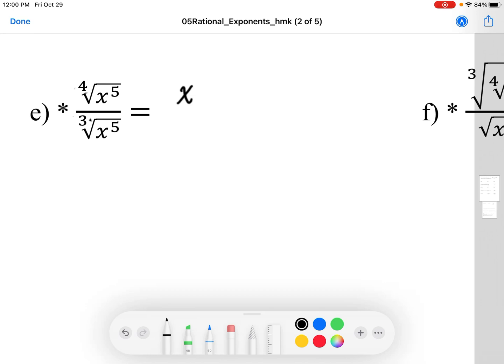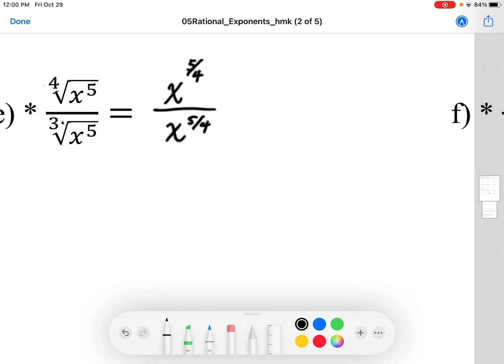And we can convert this into exponents by using power 5 in the numerator, power 4 in the denominator. And in the bottom, we have power 5 in the numerator, power 3 in the denominator. And we can apply exponent rules to this then. So we have divide, so we're going to subtract those powers. So we're going to have 5 over 4 minus 5 over 3, isn't it? So that's going to be a 3.